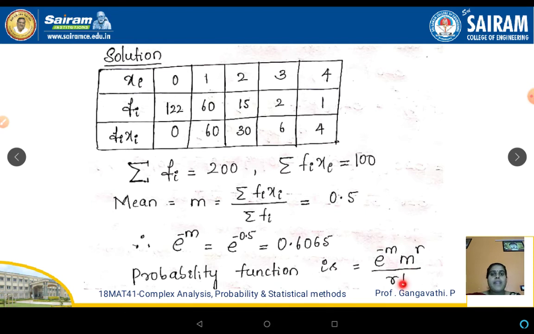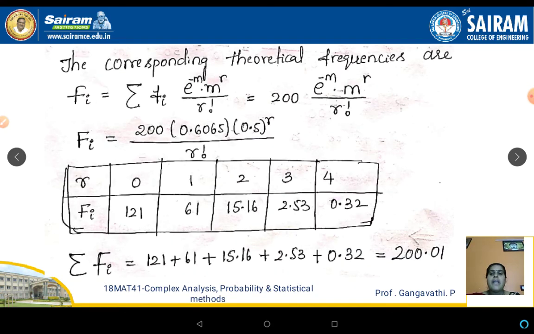The probability function for a Poisson distribution is e to the power of minus m, m to the power of r by r factorial. So this is the Poisson distribution function and we are going to use it here, where m is the mean. The m value we have calculated. The corresponding theoretical frequencies need to be calculated. The observed values are there, and the corresponding expected frequencies are to be calculated.